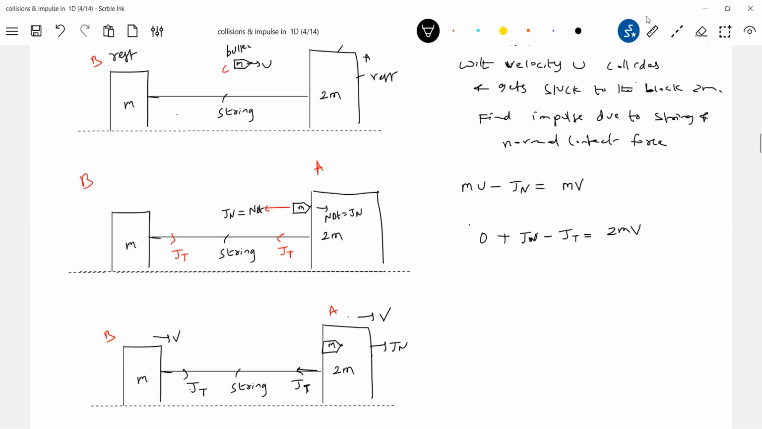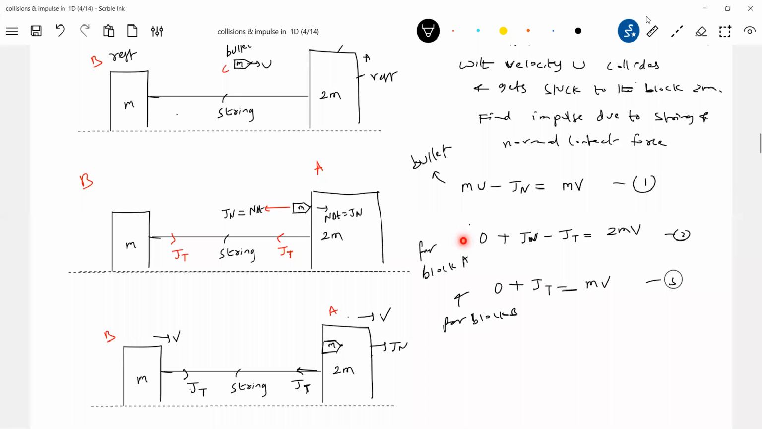Then let's look at block B. Initially it was at rest, no? Then 0 plus Jt equal to mv. Let me take help of this one. So this is for block B, this is for block A, this is for the bullet. So Jt is equal to mv. Substitute here: Jn minus mv equal to 2mv. So Jn is equal to 3mv.